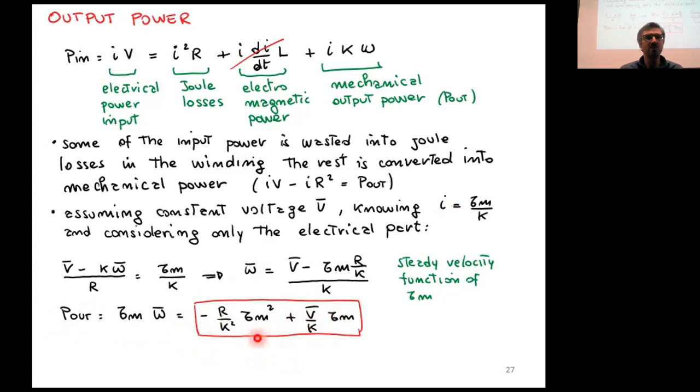Do you know what kind of function this is? If you consider tau m as the unknown, you have a square here. Exactly, it's a parabola, and is the convexity up or down in the parabola?